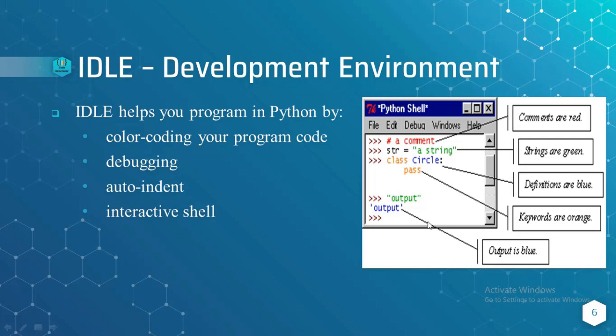The comments in the program are always shown in red color with a hashtag and strings are in green. You can see definitions in blue color and orange color indicates it's a keyword. Then comes the output, where the output will be in blue color. I have also told you idle is an interactive shell, which means it has auto-completion. It also has a debugger with stepping and breakpoint features.